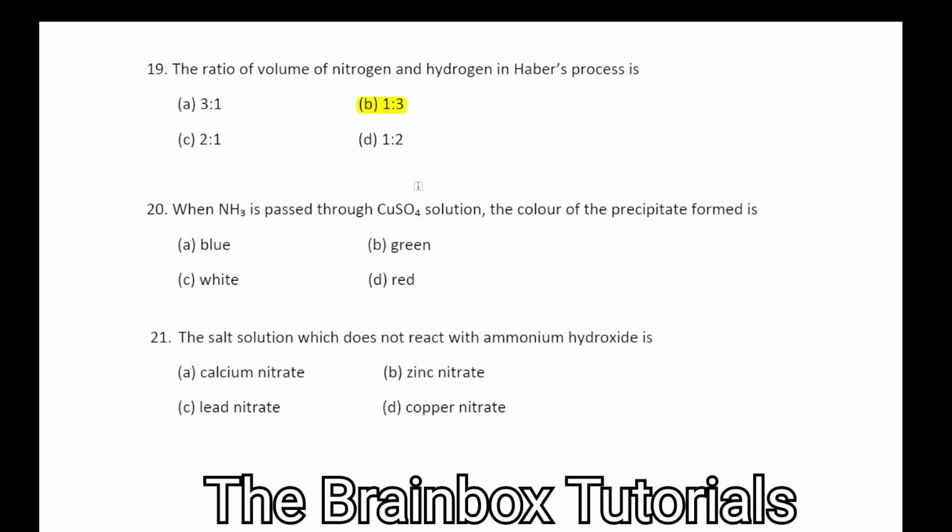Number 20, when NH3, that is ammonia, is passed through CuSO4 solution, copper sulfate solution, the color of the precipitate formed is option A, blue, option B, green, option C, white, and option D, red. And the correct option will be blue. Copper hydroxide is formed, that is of blue color.